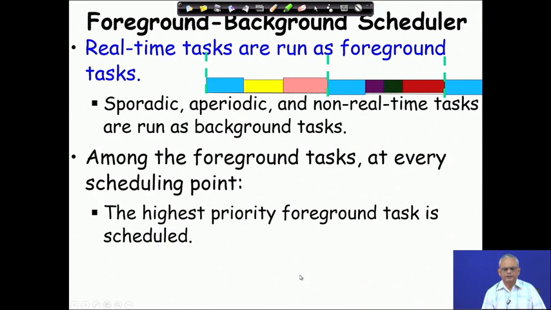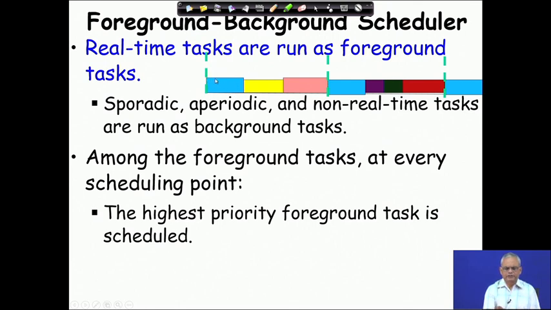The periodic tasks run in the foreground. That means that they are given high priority compared to the background tasks. Whenever the foreground tasks do not exist, the background tasks start running. And in a real time situation, all the tasks having real time deadline are run as the foreground tasks. So, these are the periodic tasks which have deadline.